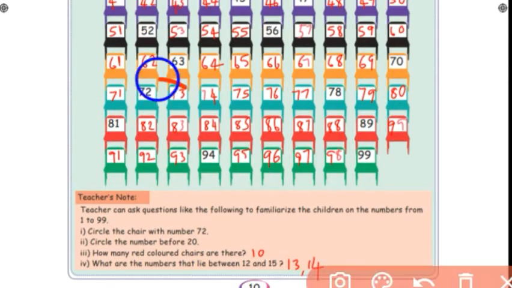See? Circle this. Next, circle the number before 20. Before means முன்னாடி. What is the number before 20?